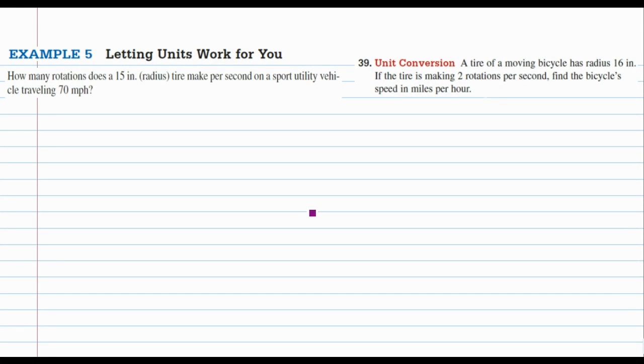This is the screencast for section 1.7, example 5, letting units work for you. How many rotations does a 15-inch radius tire make per second on a sport utility vehicle, SUV, traveling 70 miles an hour? Your cars actually monitor this, RPM, rotations per minute. So the question is, we're starting with miles per hour, so miles in 1 hour, and we're trying to convert to rotations per second.